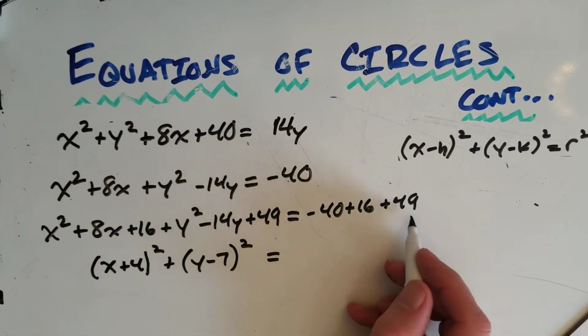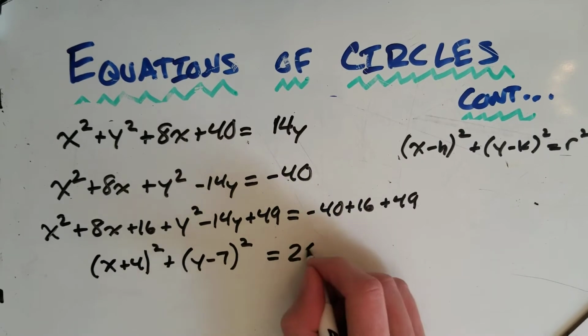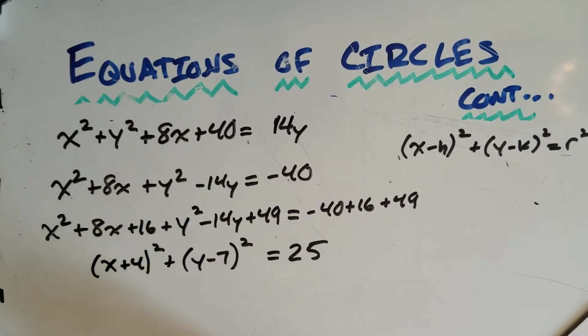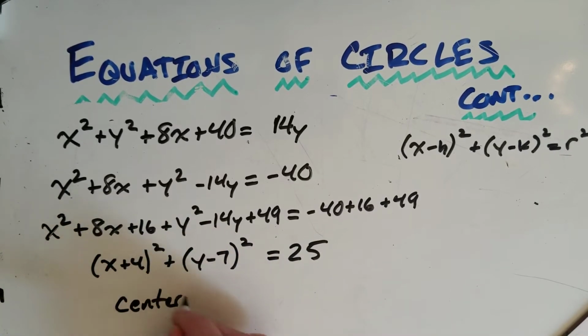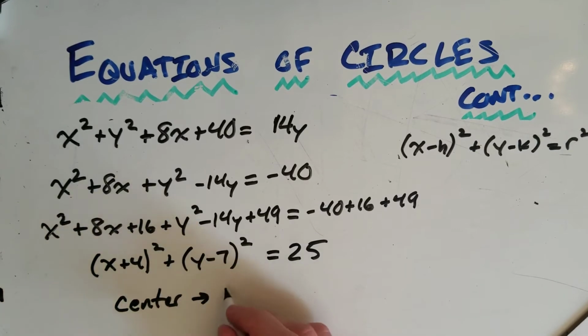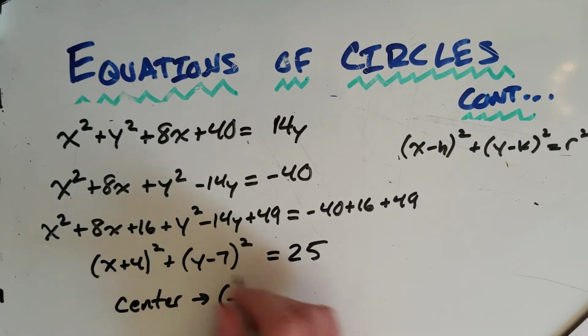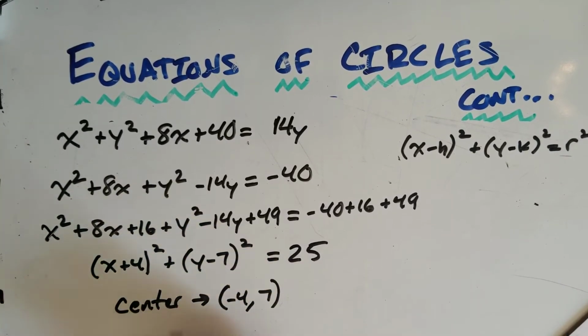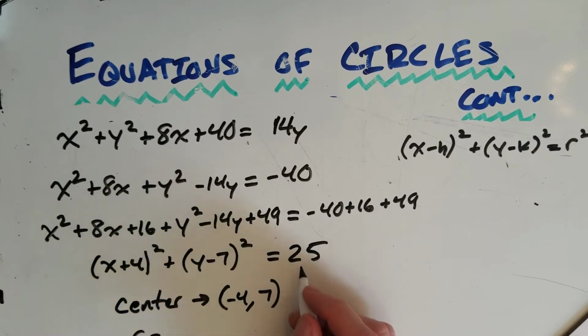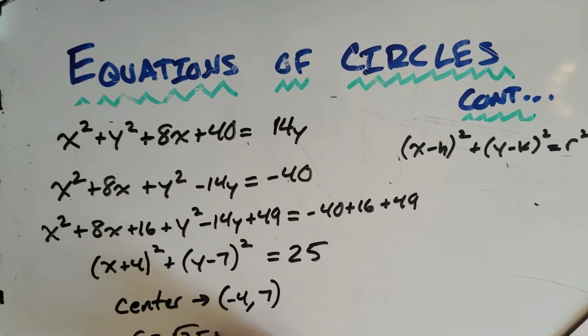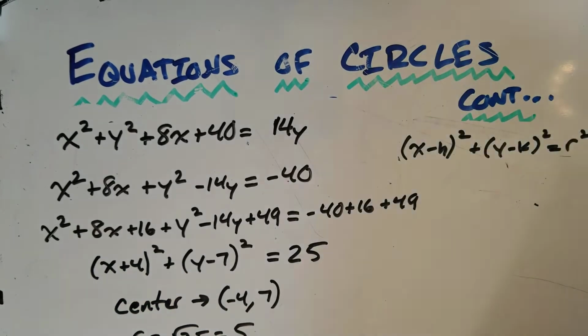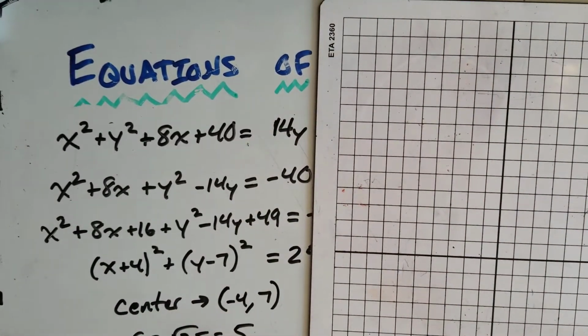And then when we combine like terms over here, we're going to see that everything works out really nice for us. We end up with 25. That's a good number to have. Now we can go ahead and figure out what our center is, because now we're in the right form. So our center should be (-4, 7), and then our radius is going to be the square root of 25, which is 5. So let's go ahead and graph now.